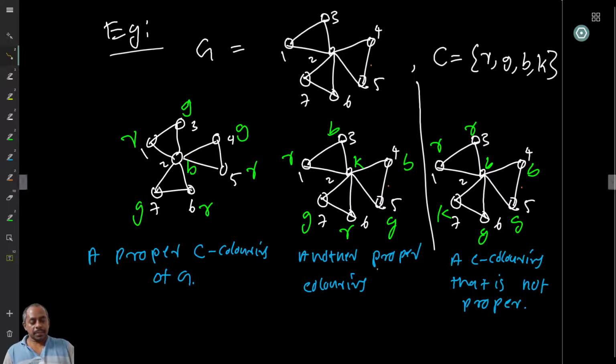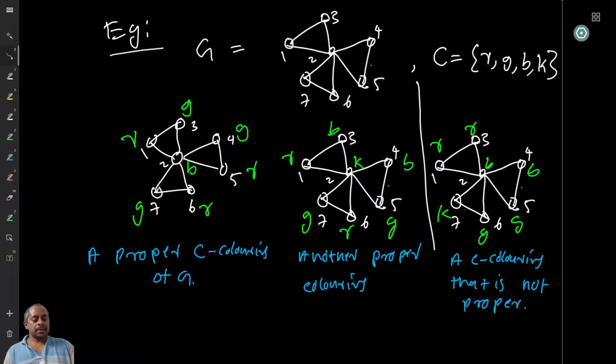Now here is another proper C coloring of G. I use the color black also. So K is used in the middle in this case. And then I use R and B here. I can either use R and B or G and R here, B and G here, whatever I please. So I get another proper coloring. Here is another C coloring, but which is not proper. I use color B here, I use B and G here, and I use G and K here. But now I use R and R here, but R and R are adjacent. Therefore, it is not a proper coloring, but it is a C coloring.